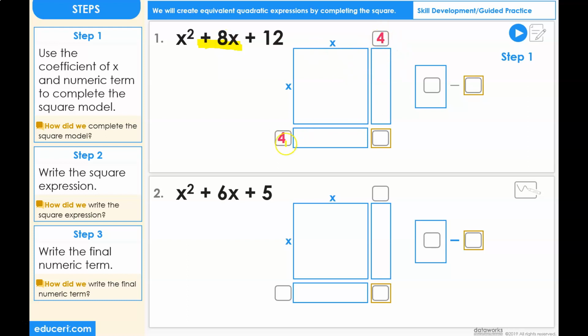If we know that these two lengths are 4, then we know that this square is 4 times 4, which equals 16. This is the missing part that we're going to bring into our model, and we'll track this yellow box and put a 16 over here on this part as well. And then on this final box, we put in the numeric term, positive 12. How did we complete the square model?